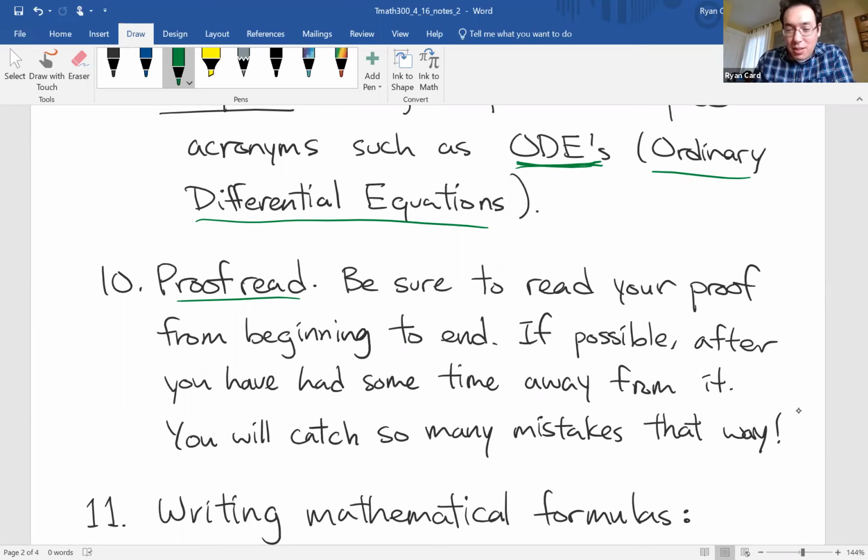When you think you've got it, you might have the thread of the right argument, but you should, as much as possible, give it some break, then come back to the proof and read it from beginning to end without any breaks, and see if it still makes sense. You can catch so many silly mistakes that way. So I highly recommend to proofread all of the proofs you write.